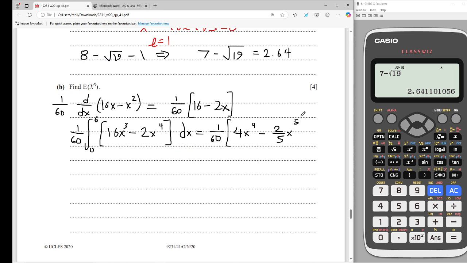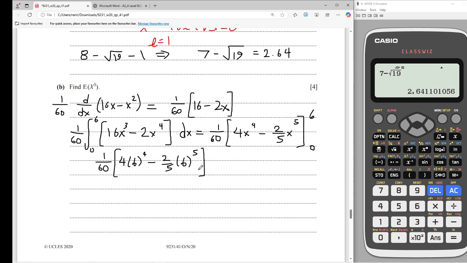Okay, moving on, we have the limits 6 and 0. When we plug in our upper and lower limits, you will see that when you plug in 0, it has no effect on the overall solution. So now we just need to plug in our upper limit. It will be 4 times 6 to the power 4 minus 2 by 5 multiplied by 6 to the power 5.